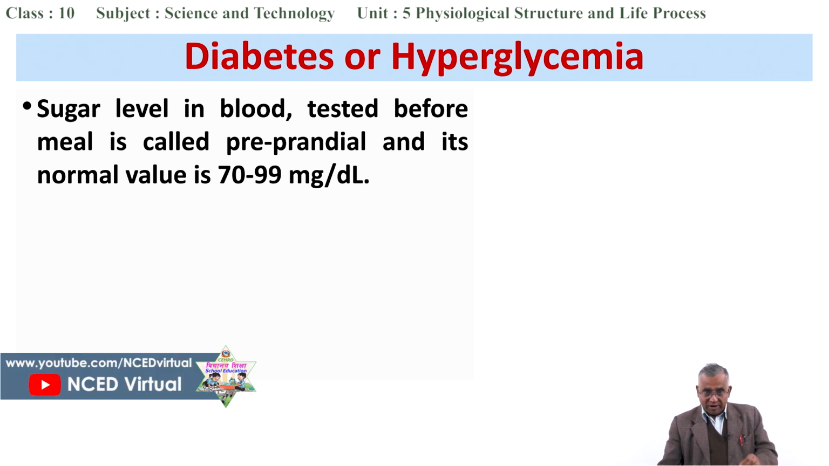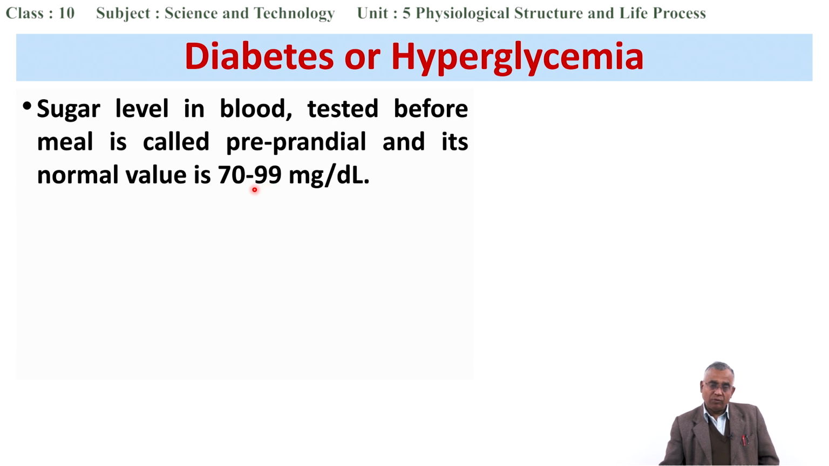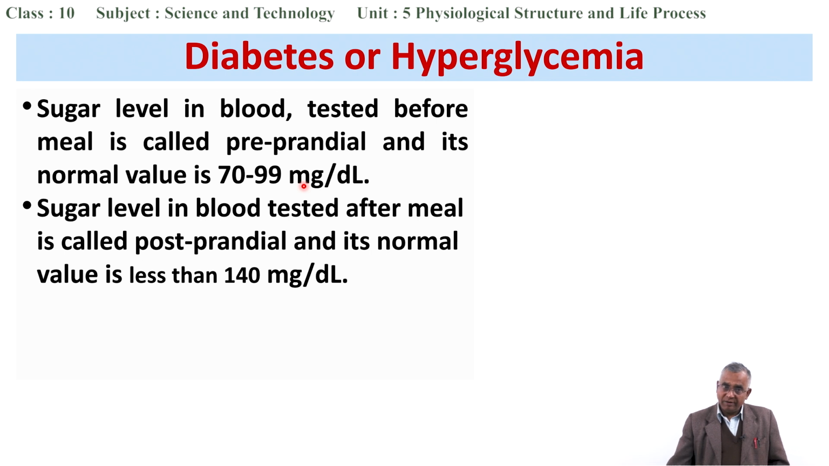So in preprandial, the normal range of sugar is 70 to 99 mg per deciliter. And what is it in postprandial then? That is less than 140 mg per deciliter. So this 140 is very similar to what?